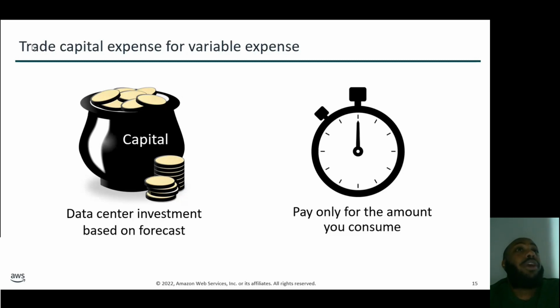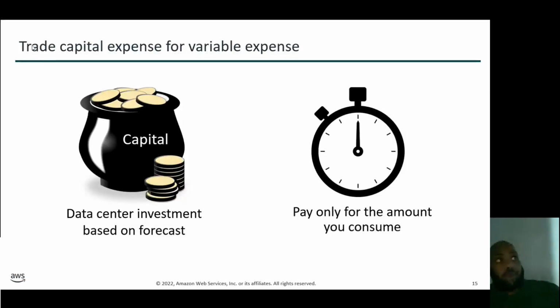That's what it means to trade your capital expense, which is you actually having capital expenses on your business to buy and allocate servers, for variable expense, where you could just have few instances running as you need them, and then that's what you need to pay. And it's again variable expense. Why is it variable? Because it changes as your need changes.